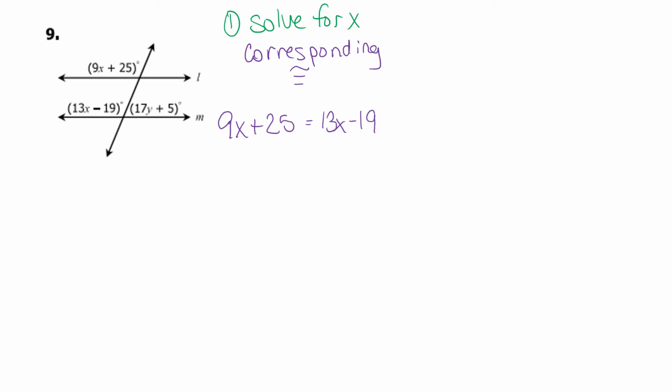I'm going to start by subtracting 9x on both sides of the equal sign, leaving me with 25 equals 4x minus 19. I need to move that 19 to the other side of the equal sign, so I'm going to add 19 to both sides so I can isolate that variable.